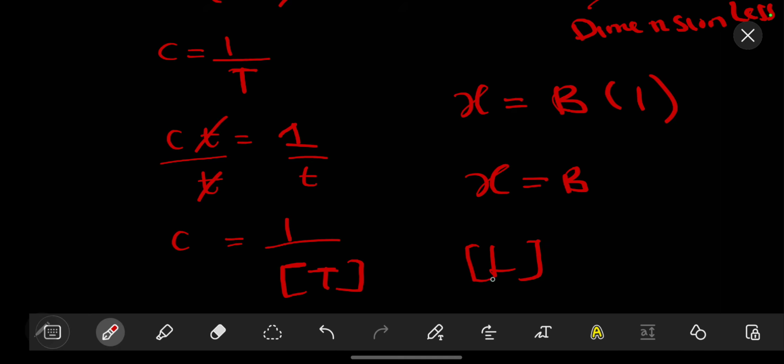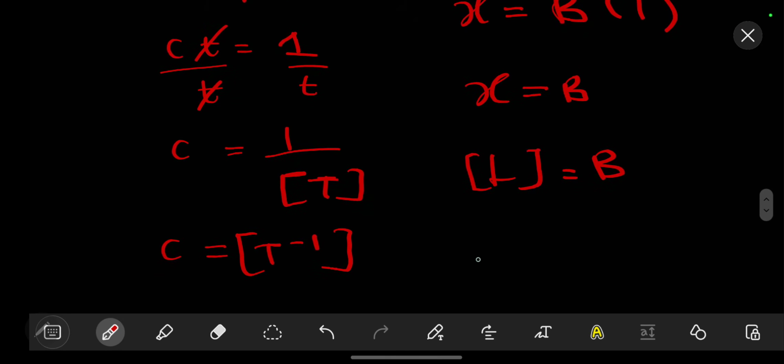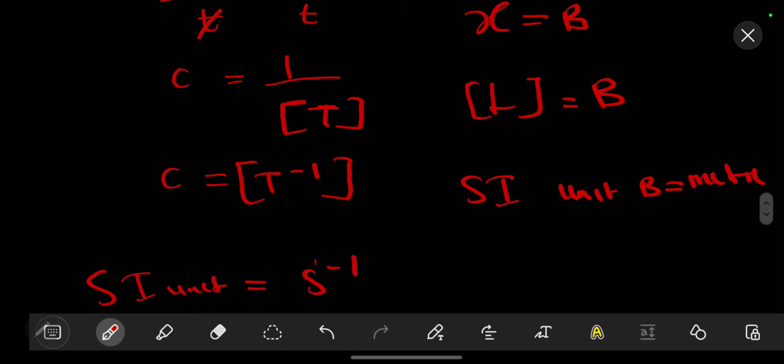So distance is just length, so we can say that this is our dimension for length like that. If that's the case, then the SI units for our B should be equal to the meter, like that. So this is our SI units. So we have found our value of our B and C. So let's also find our E.